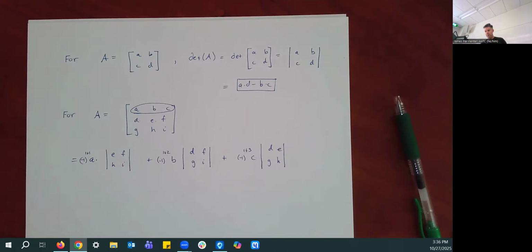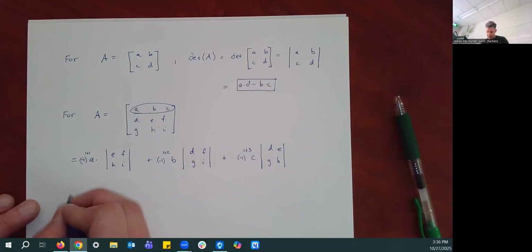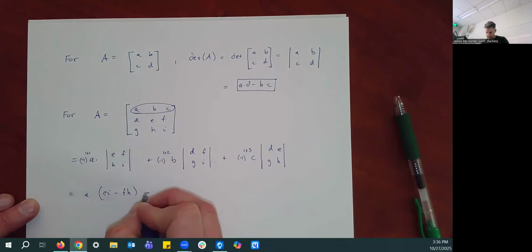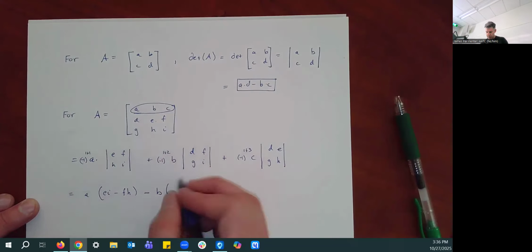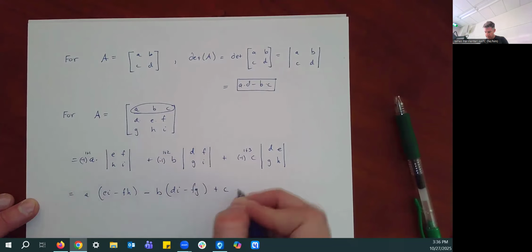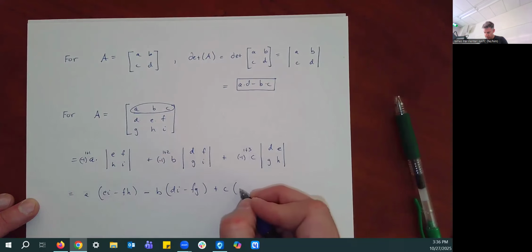Okay. And then I don't really want to multiply this out, but I'll point out that this is A times (EI minus FH). This is minus B times (DI minus FG). And this is plus C times (DH minus EG).